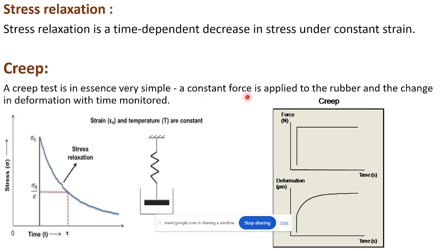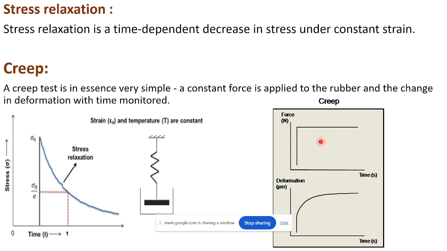A constant force is applied to the rubber, and the change in deformation with time is monitored. So this is stress relaxation. You put a specific strain, you reach a stress value up to sigma, you fix the strain at that same level, and you will see a decaying of your stress. That is because of the viscous behavior of your material, because the material will flow.